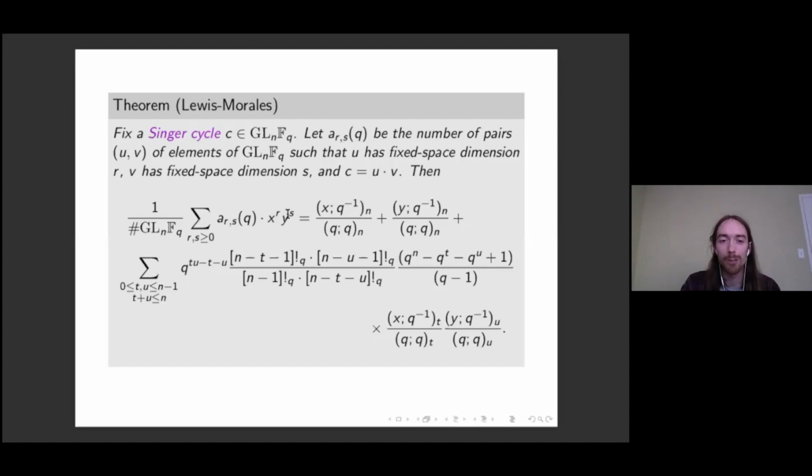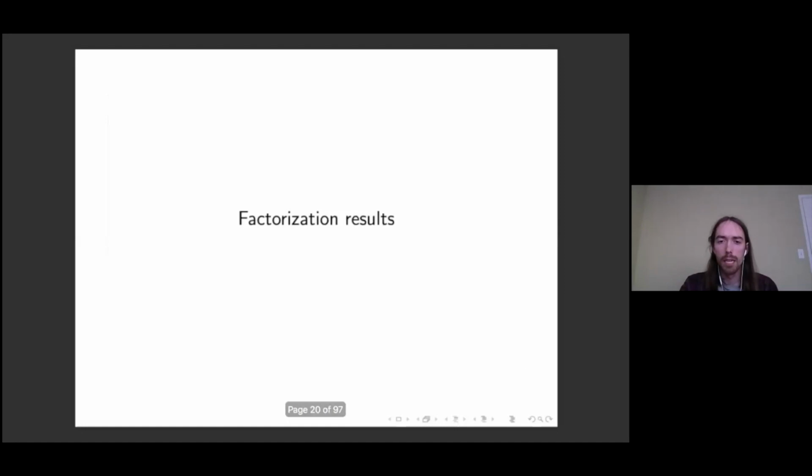But I think it's an awesome result because on the left-hand side, we have this A_{r,s}(q) enumeration. And on the right-hand side, even though it's maybe kind of lengthy, it's still all just explicitly defined terms. So it gives you a way to compute these numbers from the perspective of a generating function. So definitely wanted to point this out. This is the first paper I read about this and got excited thinking about it. Now I want to segue into talking about my own factorization results.